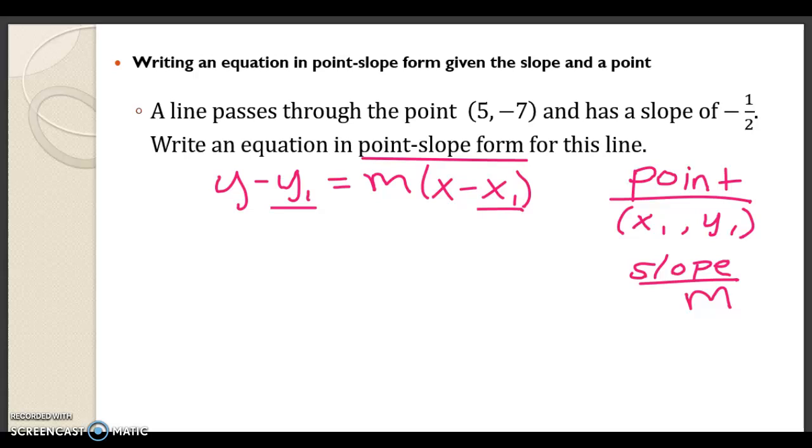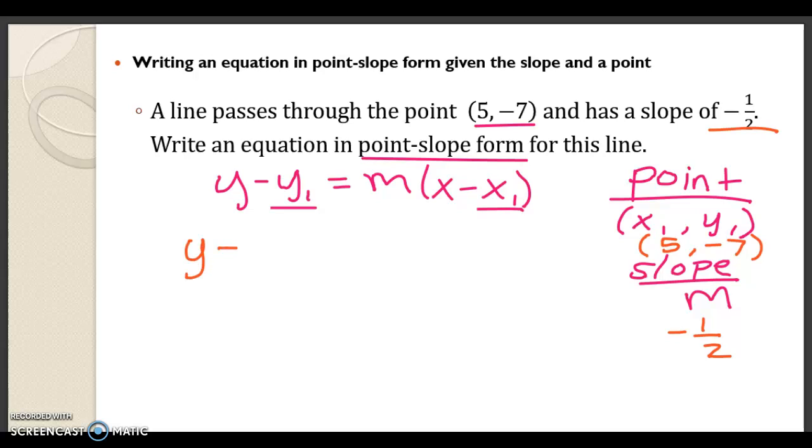We're told that this line passes through the point (5, -7). So that means our point (x1, y1) is (5, -7). And then we're told we have a slope of -1/2. So what we do is we take our point and our slope and we just plug them straight in.